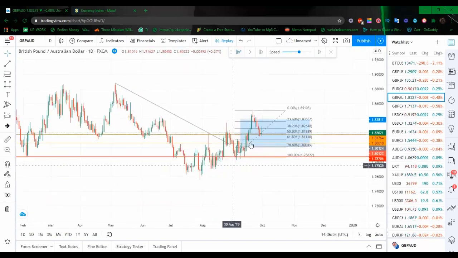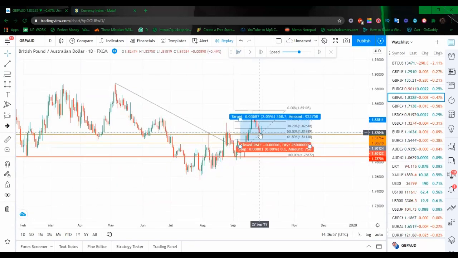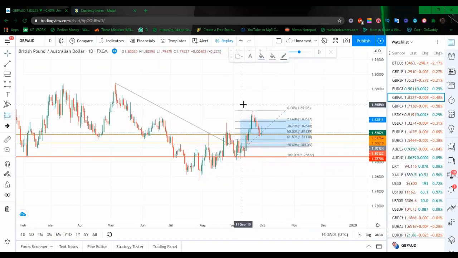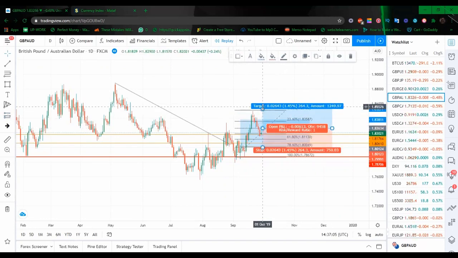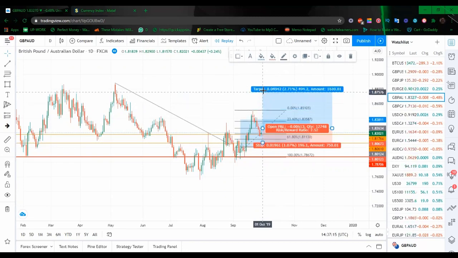Immediately this candle took a whole day to form, we would have put in a new entry. This entry would have still been valid. You would have put in a new entry at the 38.2. Put your stop loss in between 61.8 and the 70.0, where my stop loss would normally be. And then I would ride it up to this point. Now, let's see what happens in the market.